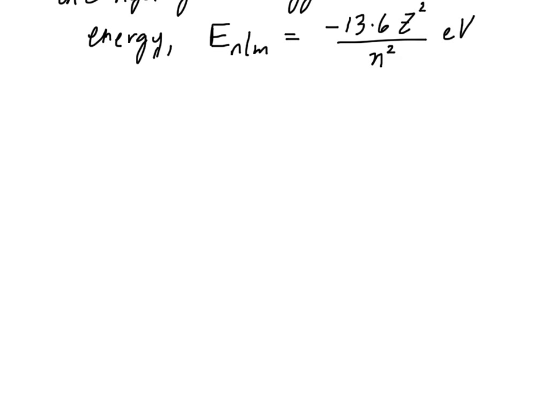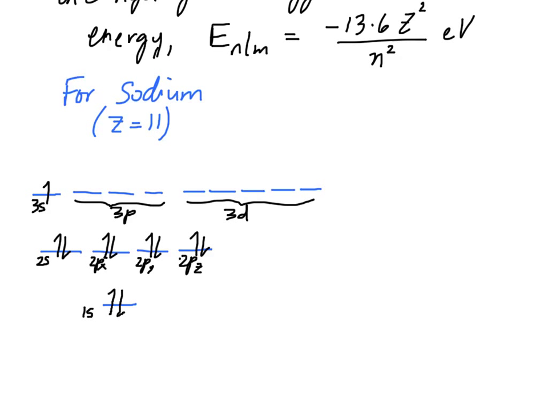So we are going to use sodium as an example, and we are going to map out this electronic structure. Sodium has an atomic number of 11, meaning it has 11 electrons, and the nuclear charge is 11 times e. And what you see here is the electronic structure of sodium.